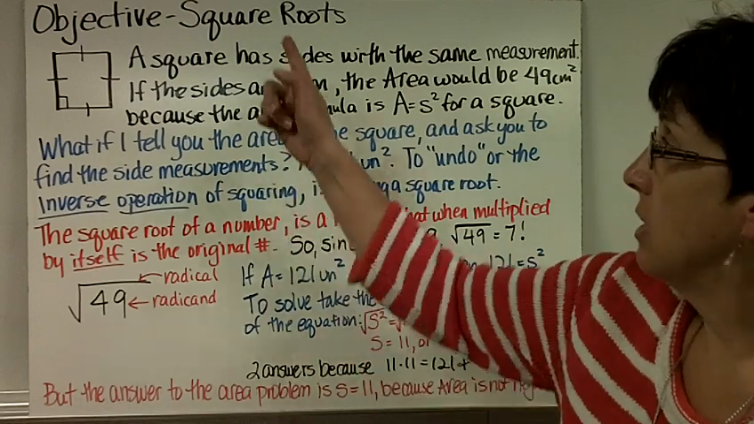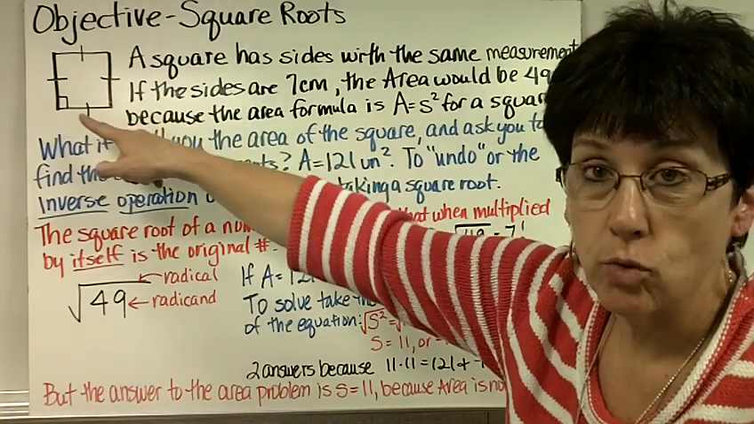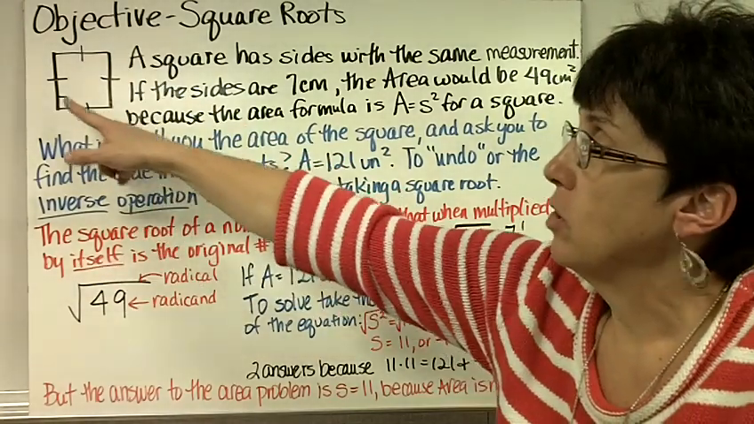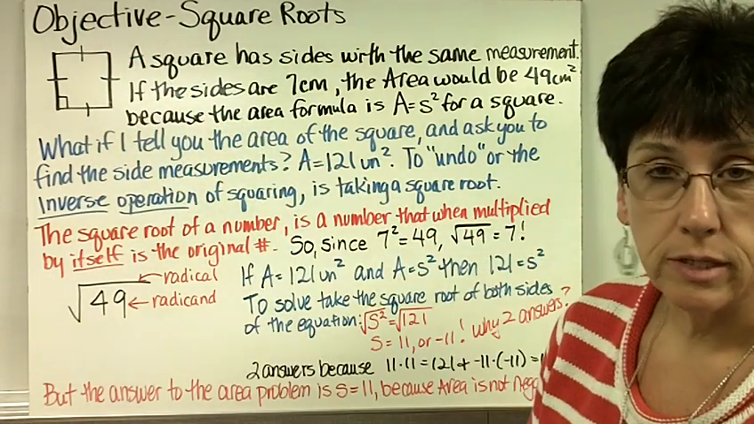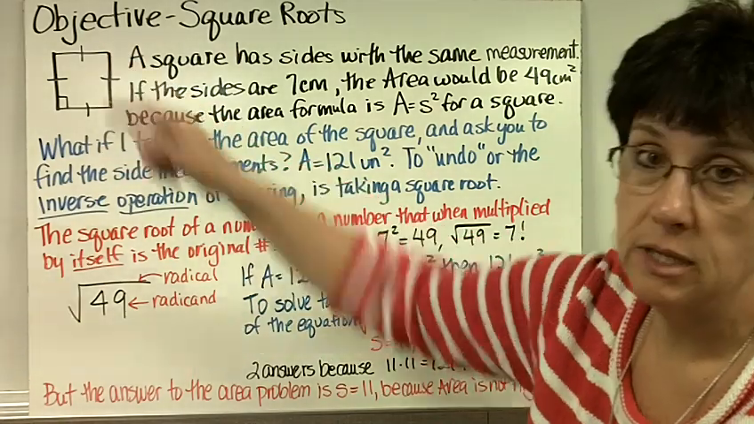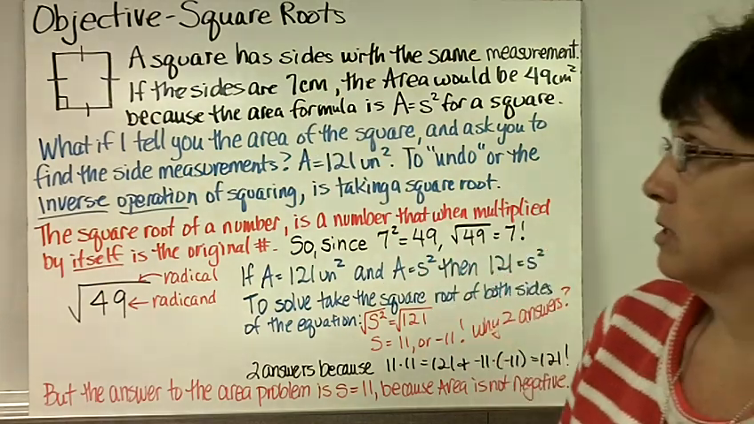Today's objective is square roots. So here is a drawing of a square. And we know that it's a square because the angles are 90 degrees and the sides are congruent. Remember, the tick marks mean that they're the same. So a square has sides with the same measurements.